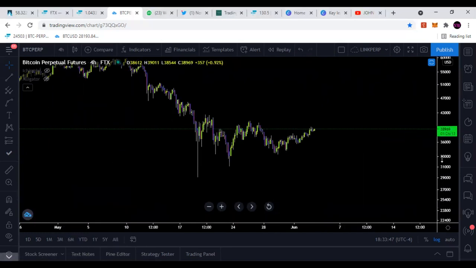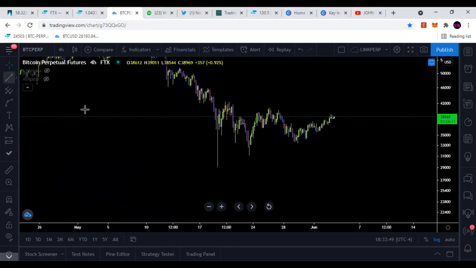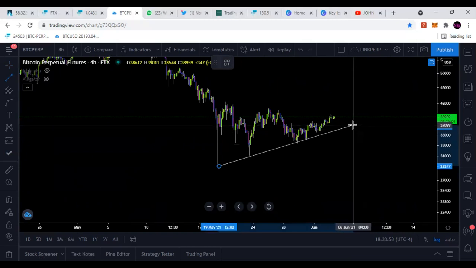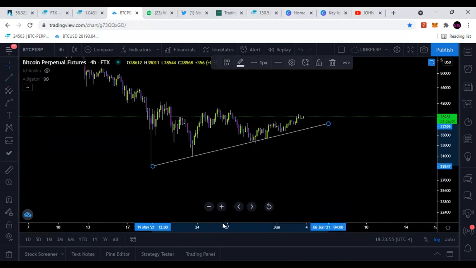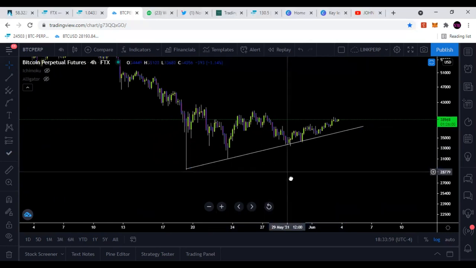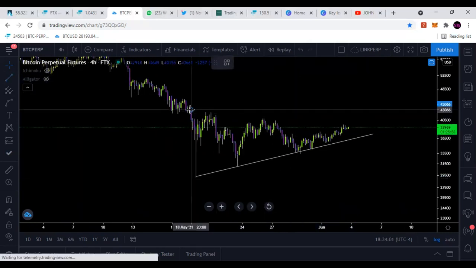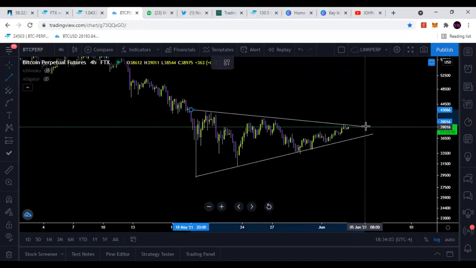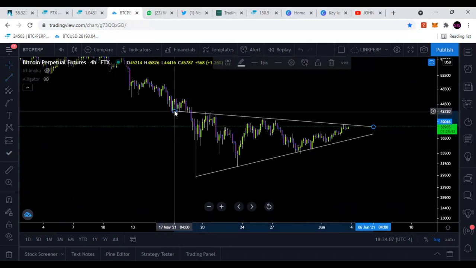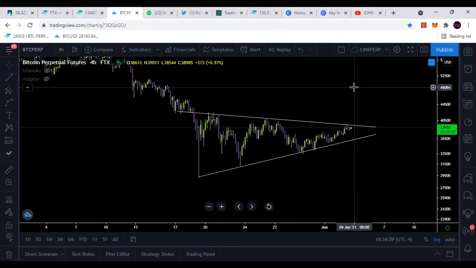Now there is a lot I'm going to explain here. I also talked about this symmetry triangle here. I talked about this major symmetry triangle. Now, what we're seeing here is called a symmetry triangle. I've talked about this in my previous video.